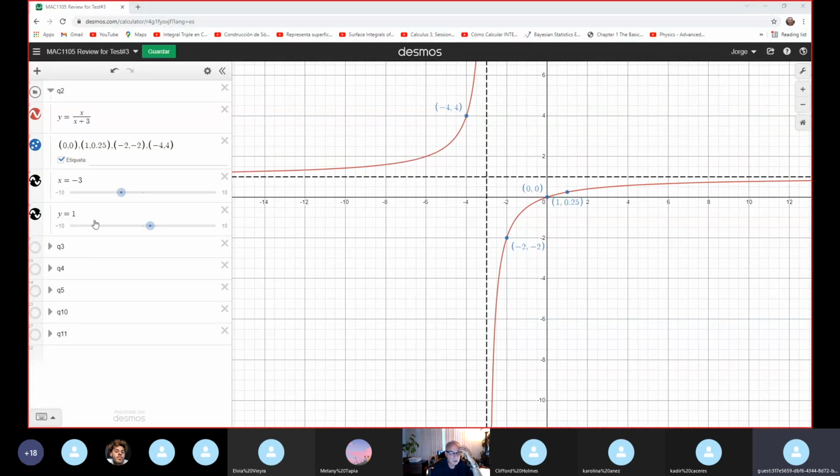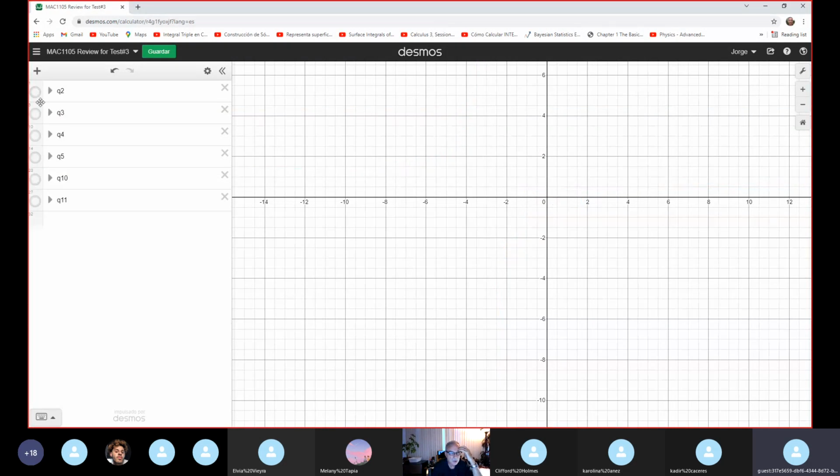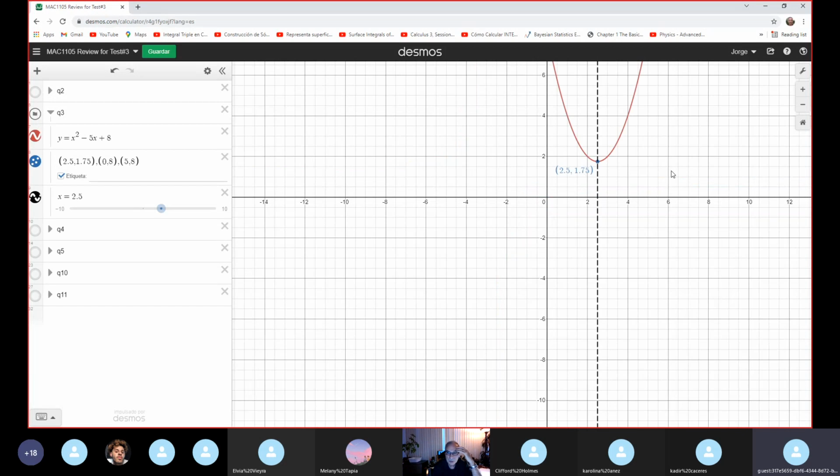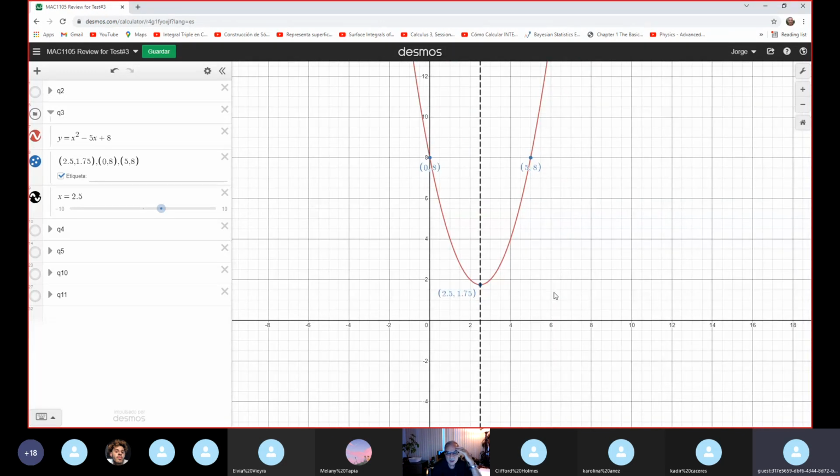Okay, but this was question 2. I want question 3. Question 3 is the parabola, look. Boom. Look at the vertex. The vertex is 2.5, 1.75. And the famous point is the y-intercept, 0,8. The new point you obtain by symmetry, using the axis of symmetry, the vertical line x equals 2.5, is 5,8. End of the story. Any questions? Is it easy or complicated?